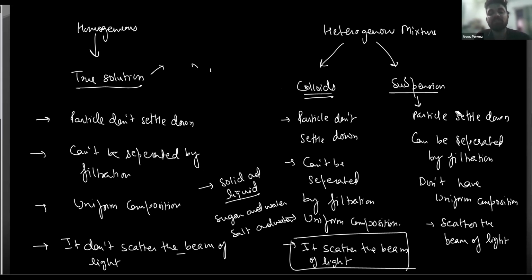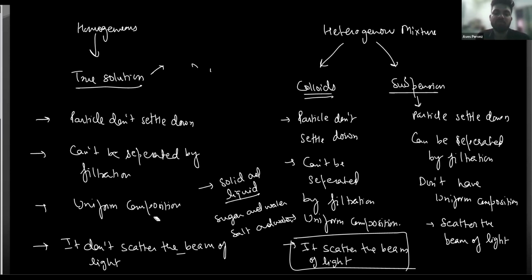In a suspension, like a soap solution or sand in water, if you keep the mixture for some time, you will see that the particles of sand will settle down after some time, or the particles of soap will settle down. So the particles settle down here. Colloids can't be separated by filtration, by filter paper, while a suspension can be separated by filter paper.